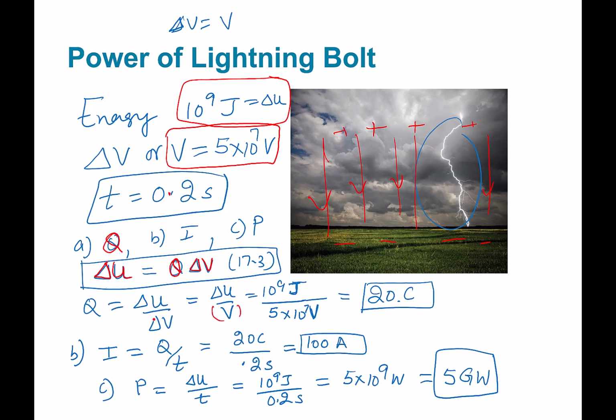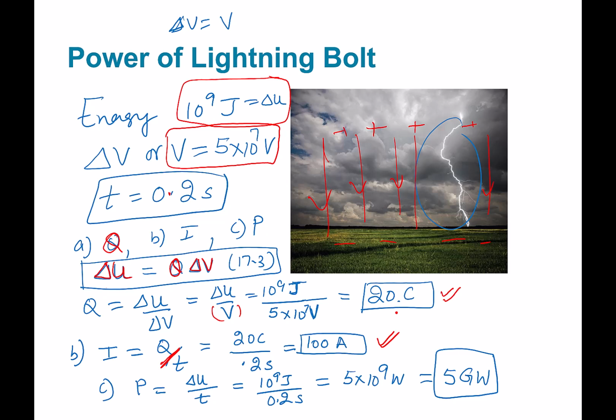Q will be delta U or delta V. So it gives me 20 coulombs of charge that is produced during the lightning bolt, which is a huge amount of charge. And I can also find out the amount of current. If I know the amount of charge produced and I know the time during which the lightning bolt was striking, I can find the current. So it seems like the typical lightning bolt can generate about 100 amps of current. It's a tremendously high electrical current.